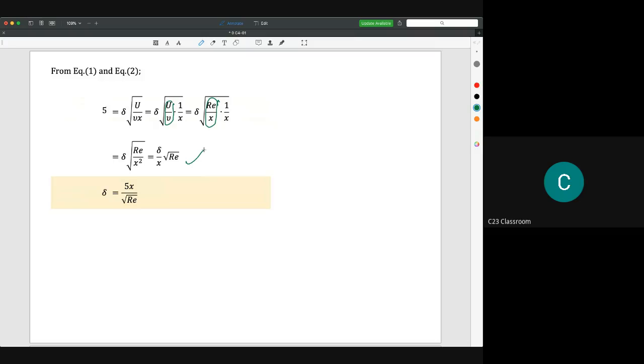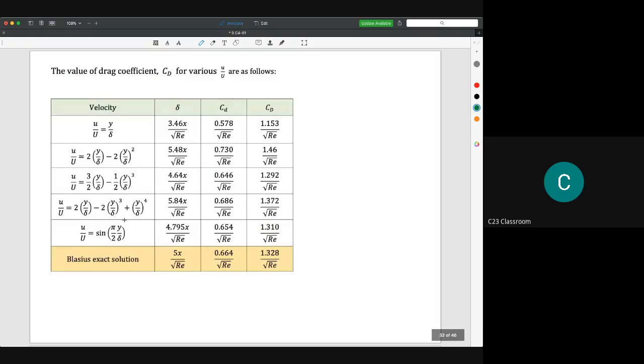So we get that delta is equal to 5x over square root of Reynolds number. So that's why in this table, we say that for the Blasius exact solution, the value of delta is equal to 5x over square root of Reynolds number. And this value is okay for you to remember. It is better for you to remember this one, because if you have boundary layer problems and you don't know what the velocity distribution is for your boundary layer, it is okay for you to assume that your boundary layer is laminar.